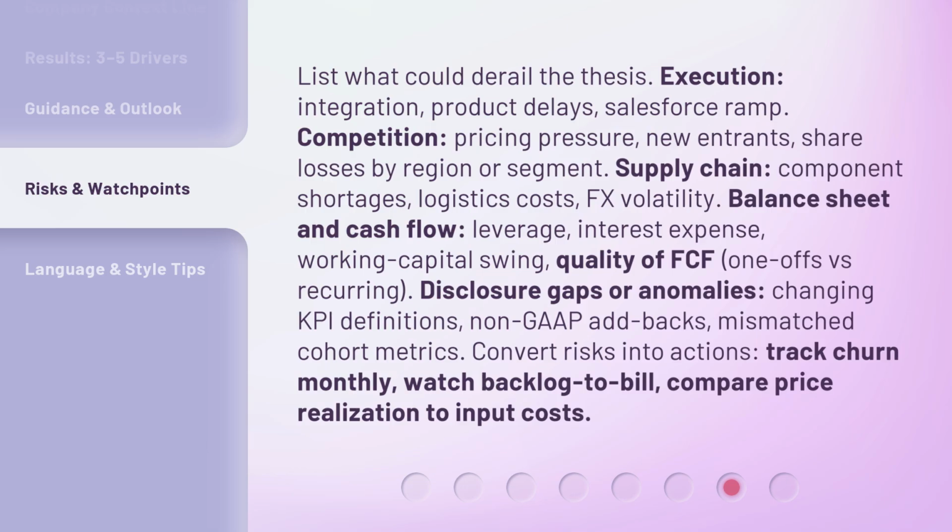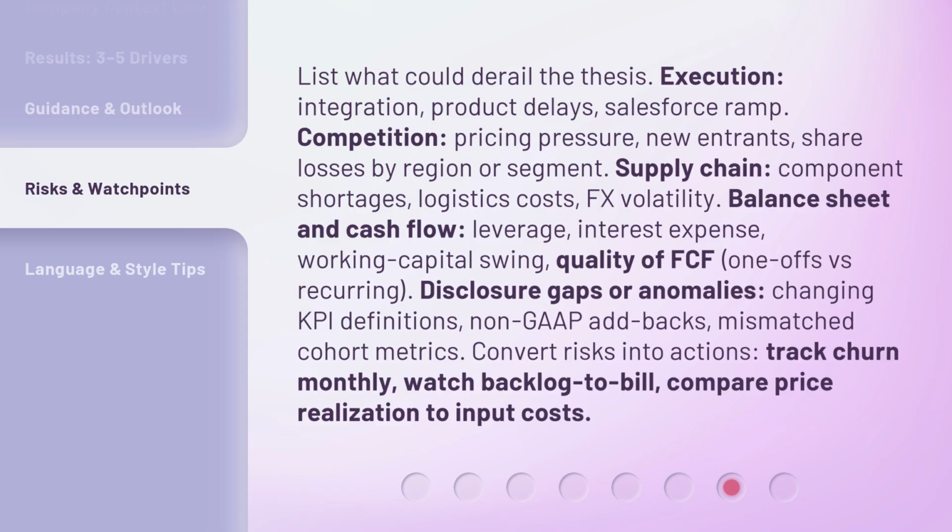List what could derail the thesis. Execution: integration, product delays, sales force ramp. Competition: pricing pressure, new entrants, share losses by region or segment. Supply chain: component shortages, logistics costs, FX volatility. Balance sheet and cash flow: leverage, interest expense, working capital swing, quality of FCF, one-offs versus recurring.